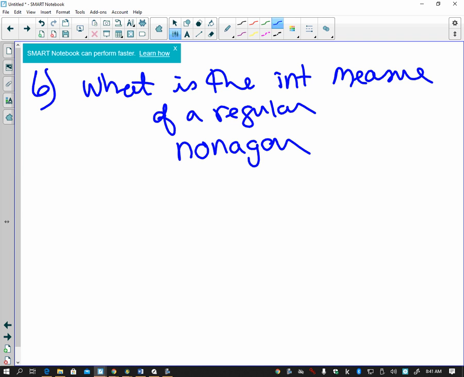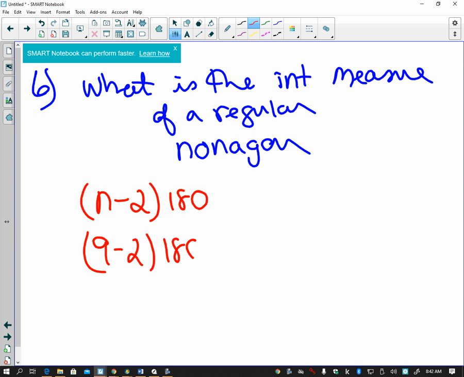So what's our formula? N minus 2 times 180. And they didn't ask what was the measure of each angle inside a regular nonagon. They just want to know what the interior measure is. So that's the same as the sum of interior angles. Okay? So N is what here? 9. So 9 minus 2 times 180. 9 minus 2 is 7 times 180, which is probably something fairly large.